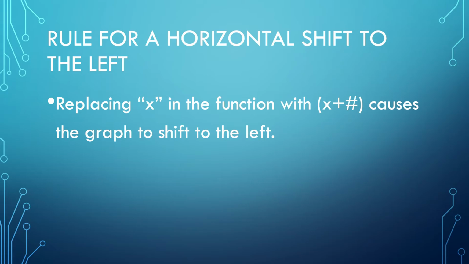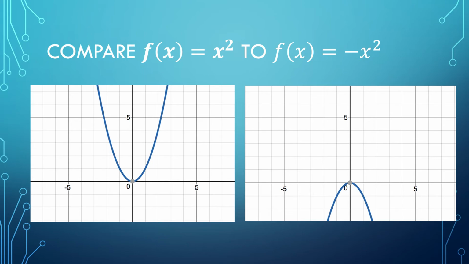We'll now look at our reflections. So we want to compare the graph of x squared to the graph of negative x squared. All right, so essentially what I have done is I have taken my function, which is x squared originally, and I have multiplied that function by -1. And when I do that, I'm going to get this.